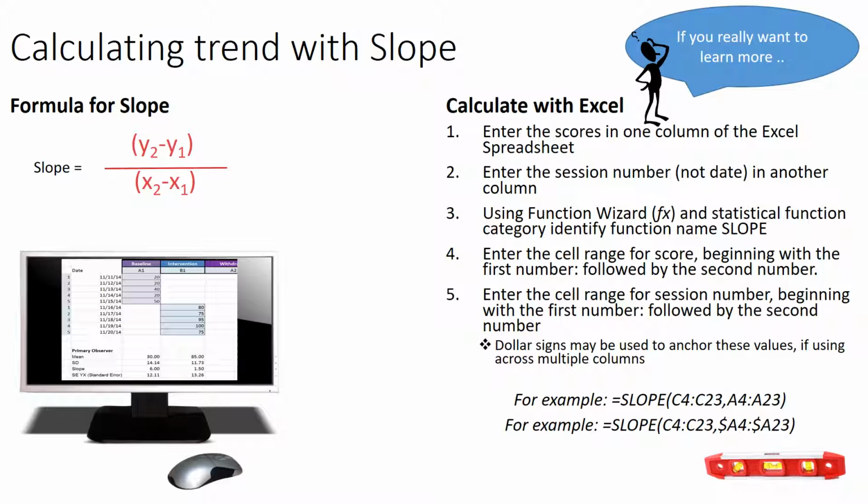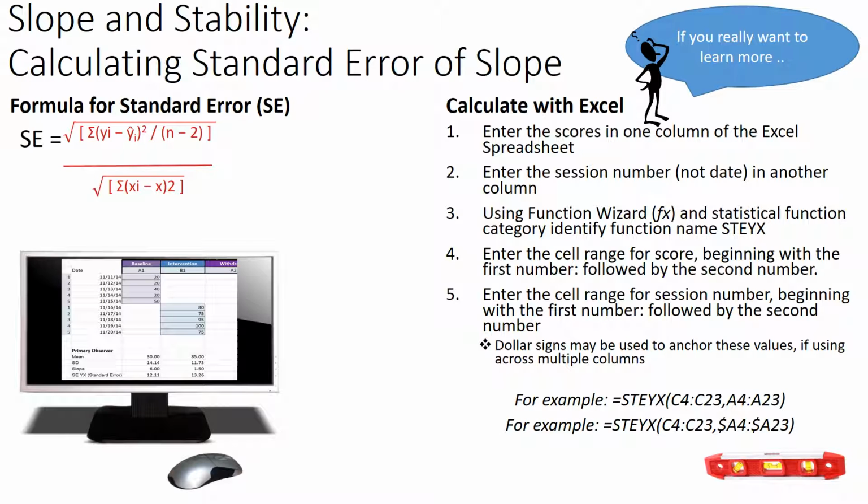The descriptive statistic slope is calculated and used to provide additional information for use with your visual analysis of trend. You may use function capabilities in Excel to efficiently calculate the slope. The descriptive statistic standard error of slope is calculated and used as additional information with your visual analysis of slope and stability. Again, you may use functional capabilities in Excel to efficiently calculate standard error of slope.